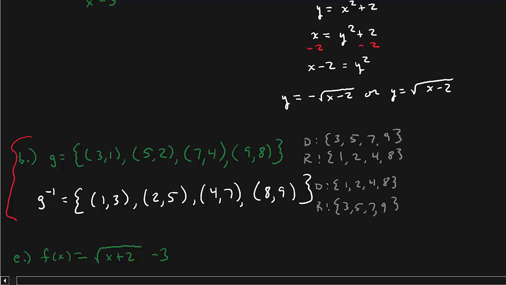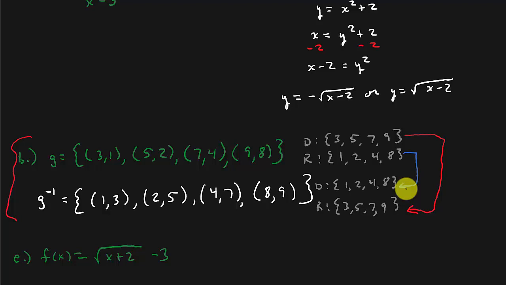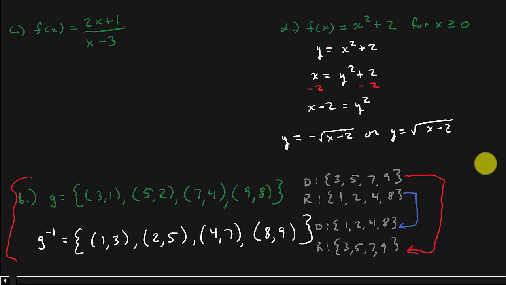Now what I want you to notice here is that the domain of the function is the range of the inverse. And then also, the range of the function is the domain of the inverse. All right? So, we know up here in our problem, we know that this is the domain of our function. So that means this right here is the range of our inverse.